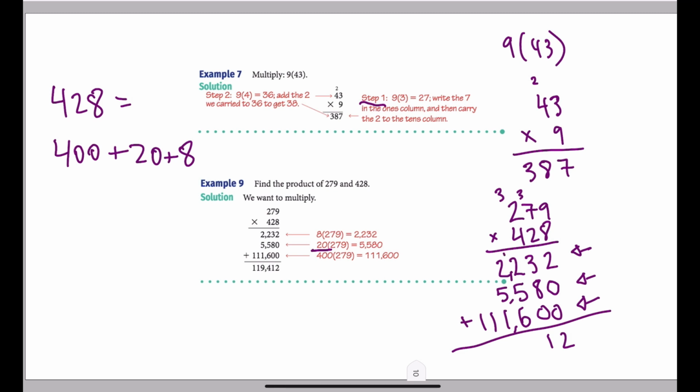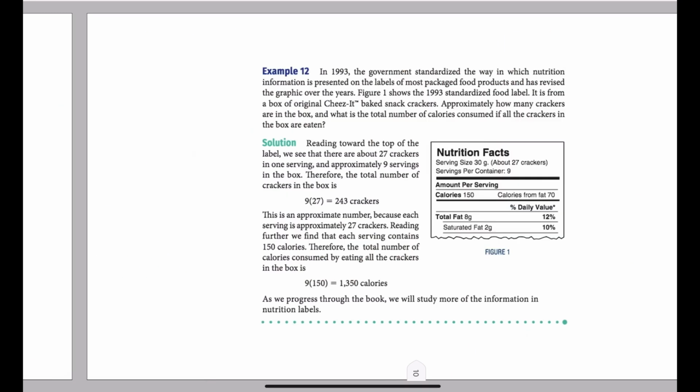1 and 2 is 3, and 5 is 8, and 6 is 14, carry the 1. 1 and 2 is 3, and 5 is 8, and 1 is 9. And bring down the 1 and the other 1. There's a comma there. And there's my final result, the final multiplication result of 279 times 428.